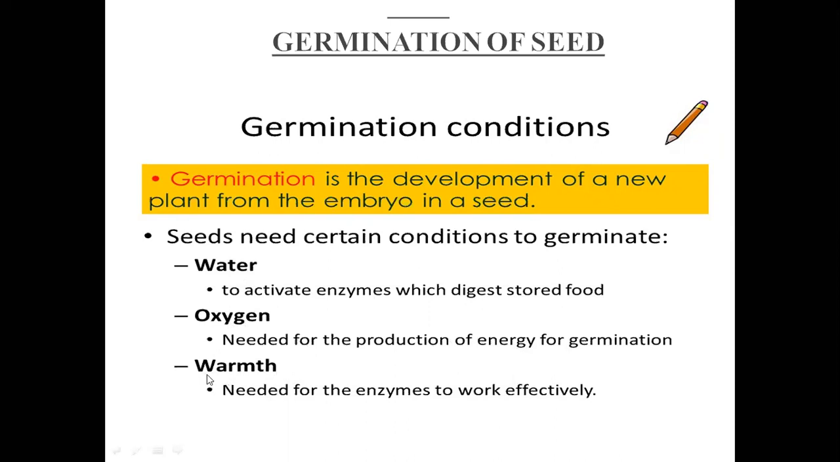Next is warmth, which means temperature. It is not mentioned here, but there is a specific temperature required for germination of a seed, and that temperature is 25 to 30 degrees centigrade. It mostly comes in MCQs: what is the optimum temperature range for seed germination? It is 25 to 30 degrees centigrade.